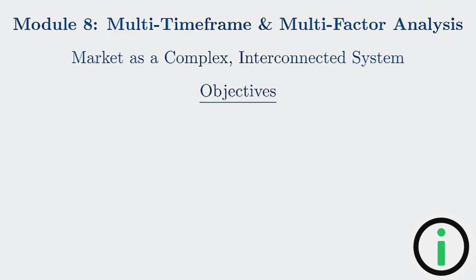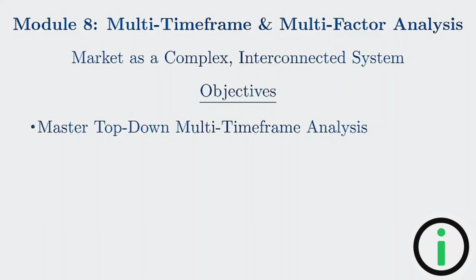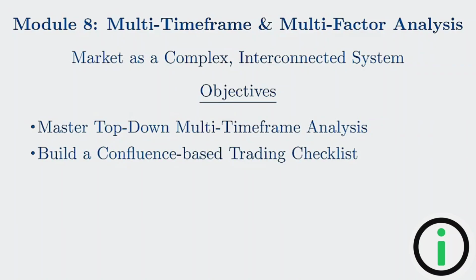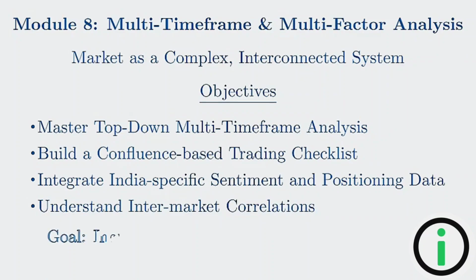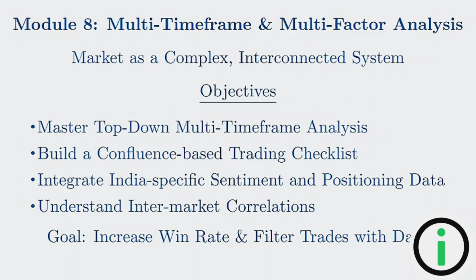Our objectives for today are: 1. Master top-down multi-timeframe analysis. 2. Build a Confluence-based trading checklist. 3. Integrate India-specific sentiment and positioning data. And 4. Understand intermarket correlations. By the end of this session, you will be able to align different timeframes to increase your win rate, identify true confluence, and use Indian market data like PCR and FII positioning to filter your trades.